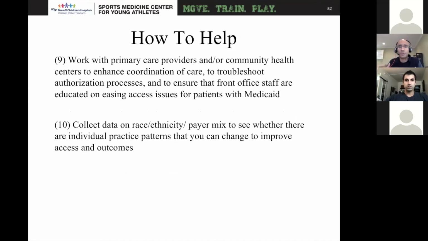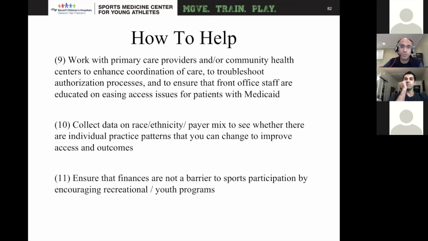And then I think it's important to look at your own practice and collect data on race, ethnicity, and payer mix. Report that data when you're doing your research studies. If you are involved with attendings on research projects looking at outcomes, look at them in terms of race, look at them in terms of payer mix, and report that data, because a lot of times, if you stratify the outcomes based on those characteristics, you're going to see different things, because it's not necessarily reported in an appropriate fashion.